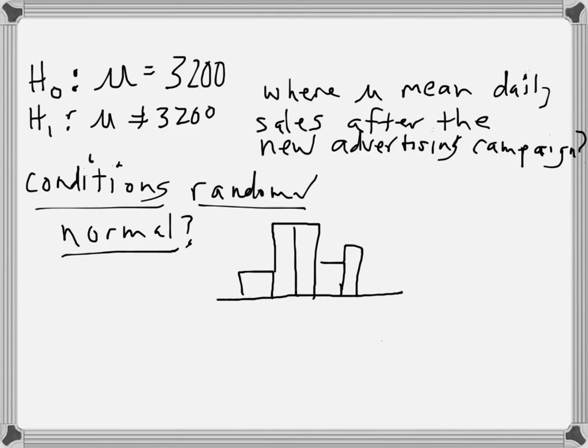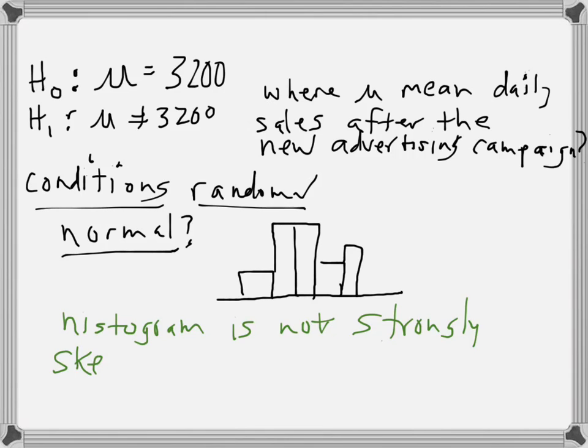But again, no histogram is going to be perfect. This histogram is not skewed, or at least not strongly skewed, and has no outliers. So the normal condition is met. There's my check.